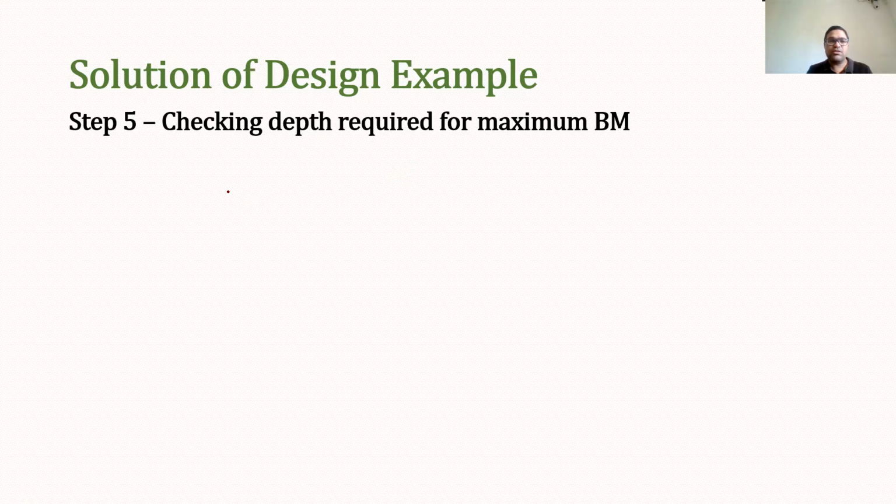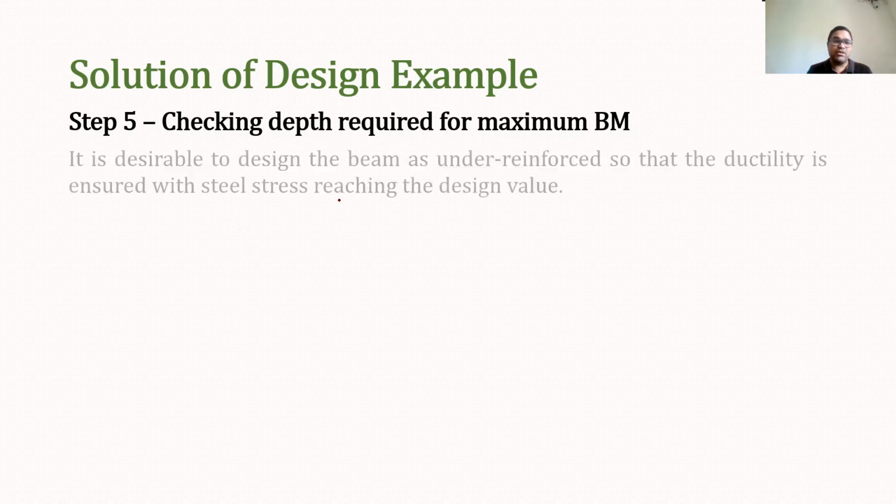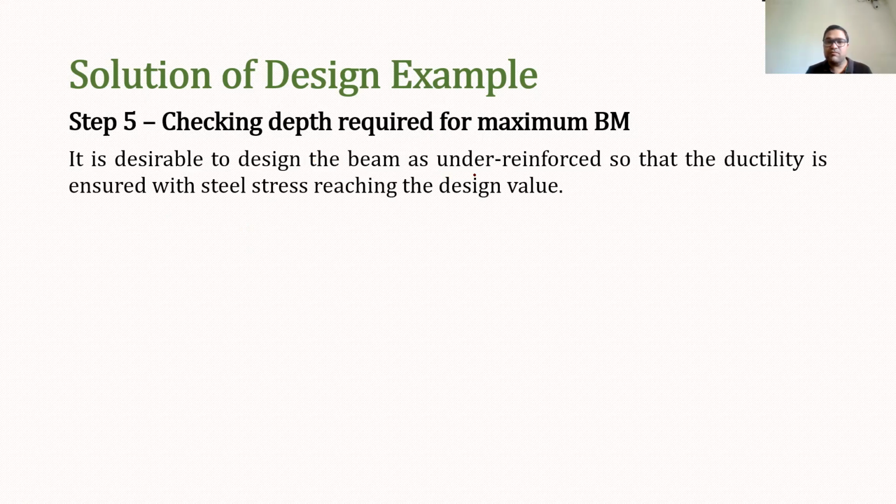So we have to check whether that 190 mm depth is sufficient to resist the bending moment that we calculated in the previous step. For this, first of all, we consider our section as a balanced section. Although we design the beam as an under reinforced section so that ductility is ensured with the steel stresses reaching the design value, which means we always prefer to design an under reinforced section in which steel will fail first. Okay, so that is our criteria.